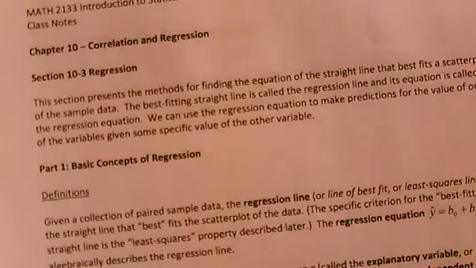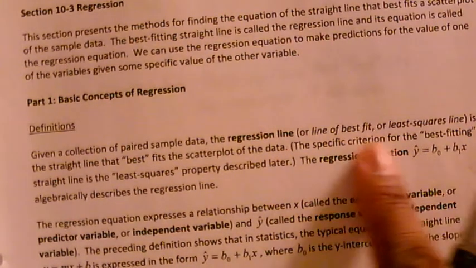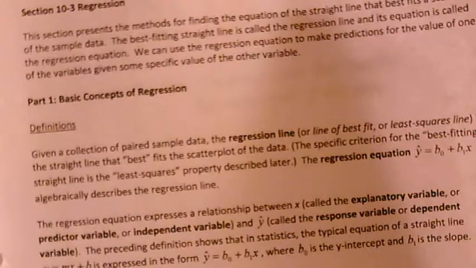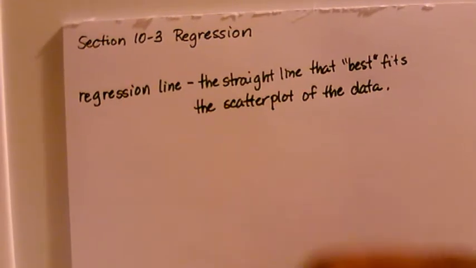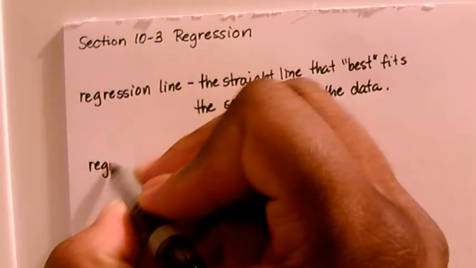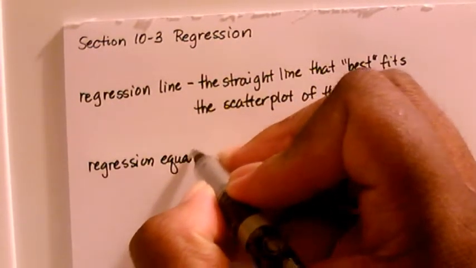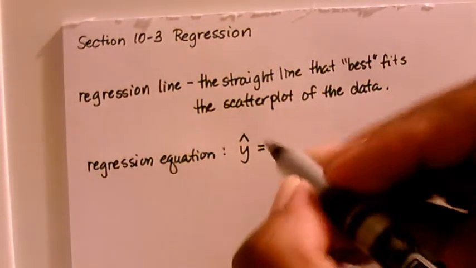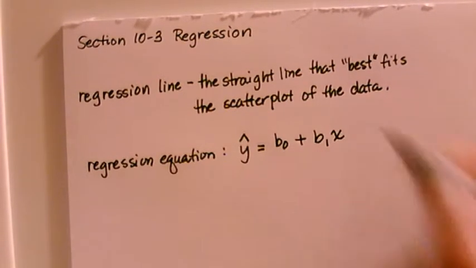Okay, so here's a definition here. They also call it the line of best fit or the least squares line. Okay, and in this case, we do have what they call the regression equation that describes the regression line. So here's the regression equation, and that's in this case y hat, and that's equal to b sub 0 plus b sub 1 times x.